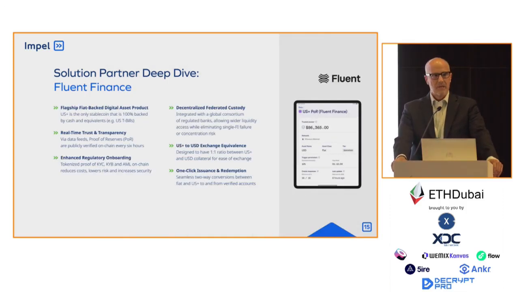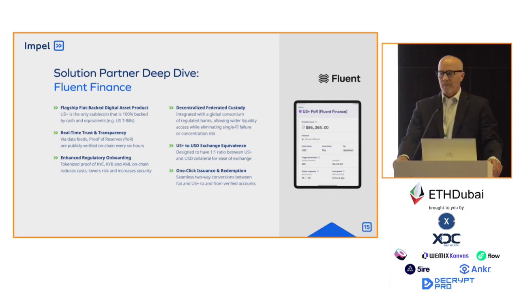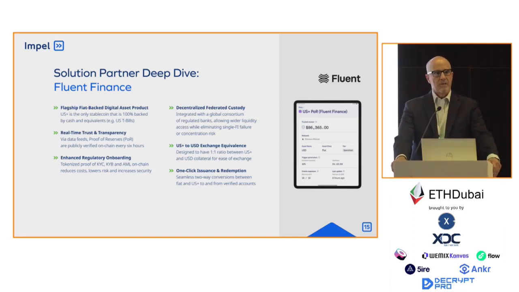Fluent Finance is Impel's strategic partner for bringing the US Plus stablecoin onto the XDC network. They work with a consortium of banks for onboarding and offboarding fiat. So in essence, they're starting with commercial accounts first and then retail accounts next. So in core banking systems, the customer will convert fiat from their personal accounts and mint US Plus onto the XDC network.